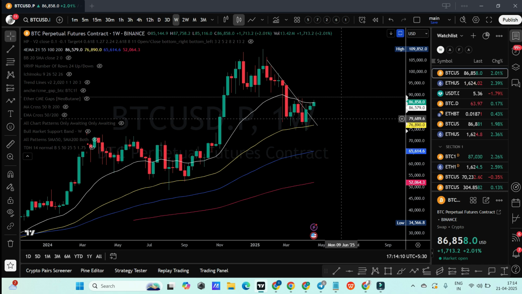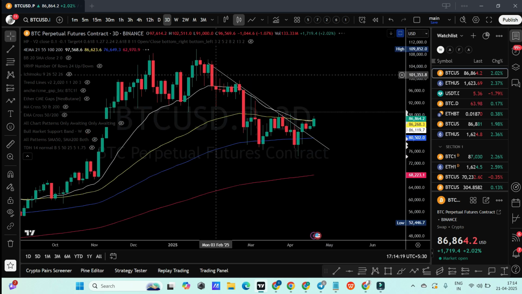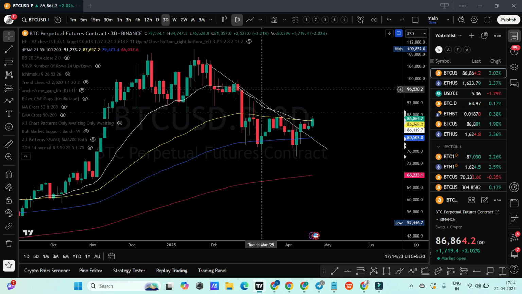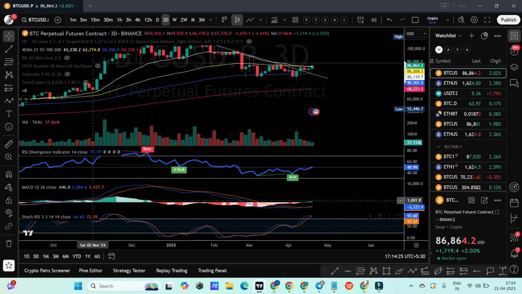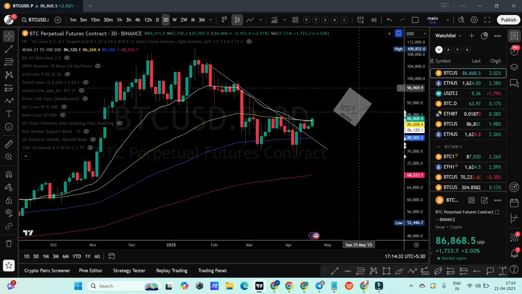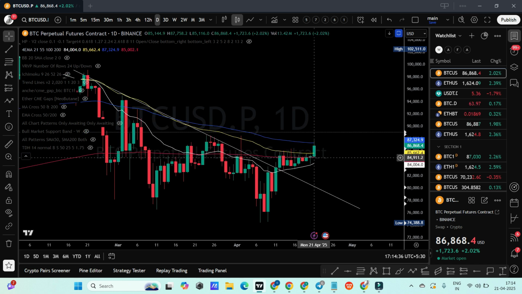That is the moment. Right now, in the weekly, we are facing the 21 moving average as a resistance. At the same level, if you see the 3 day, it is no longer acting as a resistance, it has been crossed, and all are showing bullishness. But if you see the stochastic RSI, it is taking a little bit of bearishness. That's not a bearish thing, just a chance that one more retest will be taken.